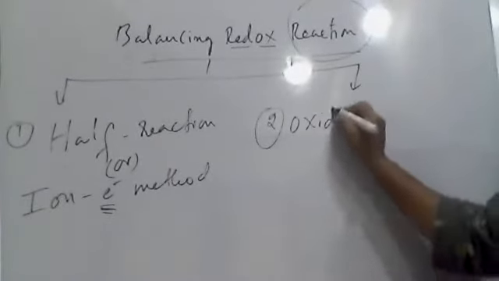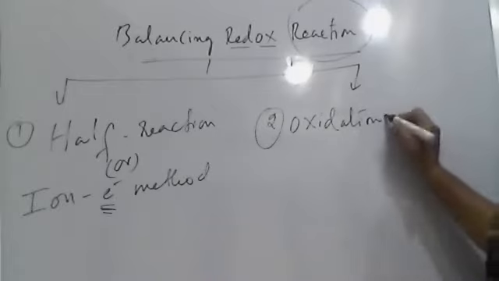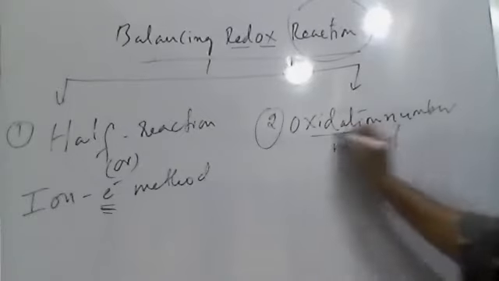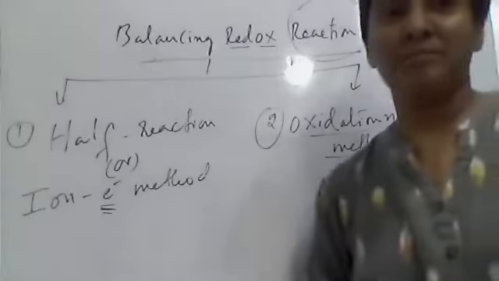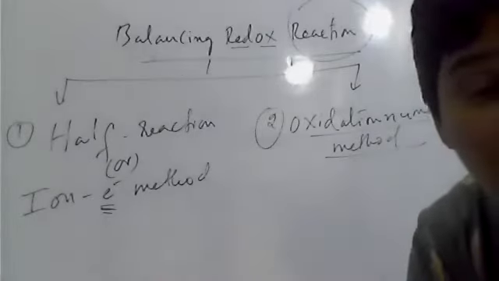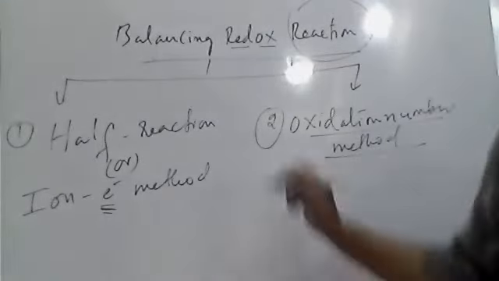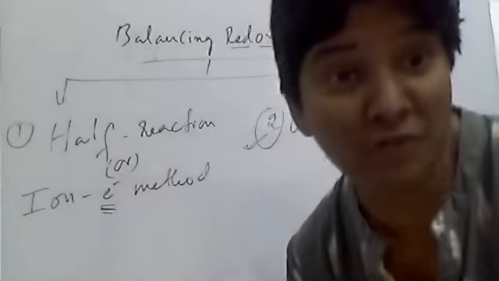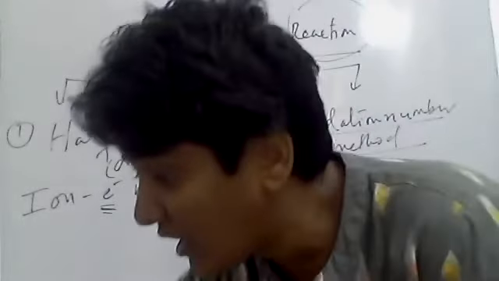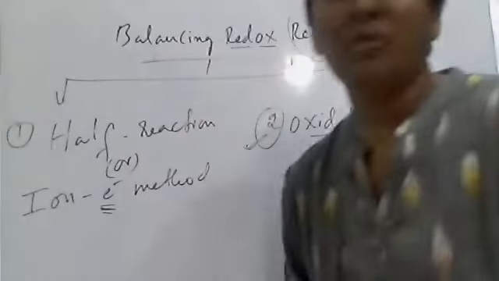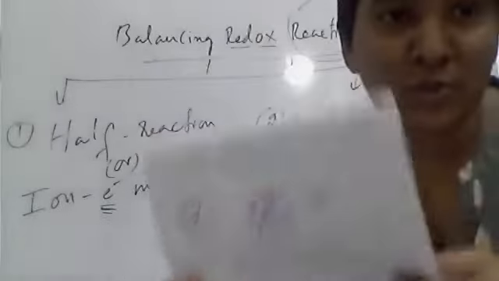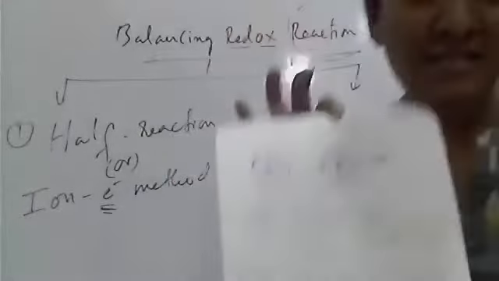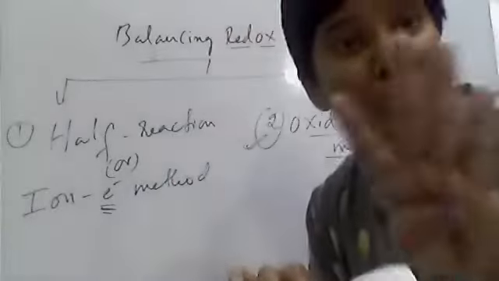This oxidation number method is the shortcut. Most of the redox reactions in competitive exams are balanced by the oxidation number method. If you do the half reaction method, you have to solve the equation using a whole paper. You know how much time it takes to write a whole paper. For that paper you get 4 marks in the board exam.